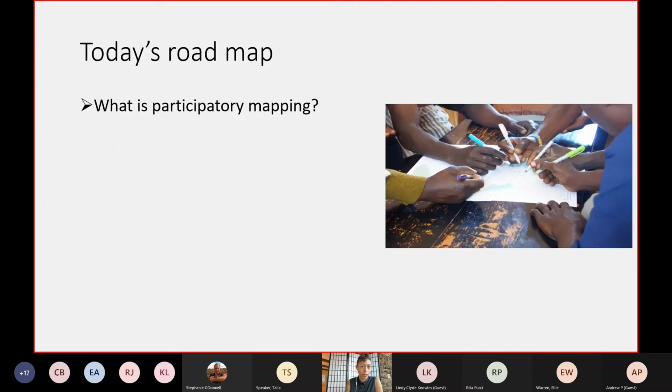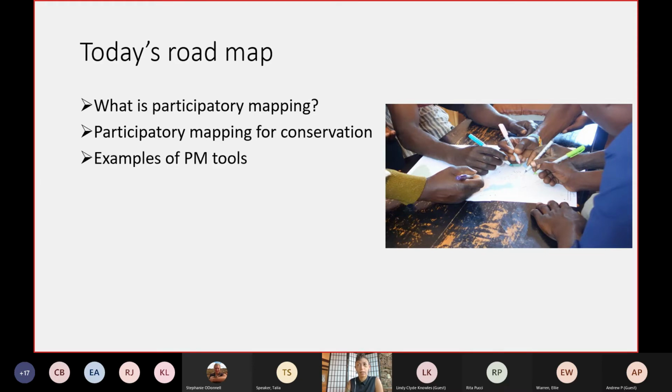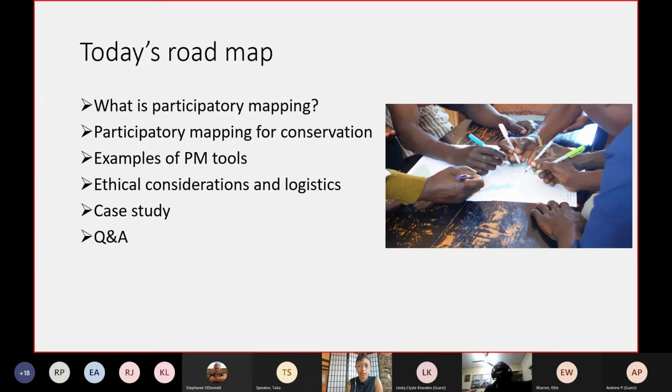So our roadmap for today, I'll be giving you a little bit of an overview of what participatory mapping is. Then we'll talk specifically about participatory mapping for conservation. I'll give you some examples of tools you can use for participatory mapping, both paper-based and digital. Then we'll talk about arguably the most important thing regarding participatory mapping, which is the ethical considerations and the logistics. I'll give you a case study from my work in Kenya briefly, and then of course the Q&A.